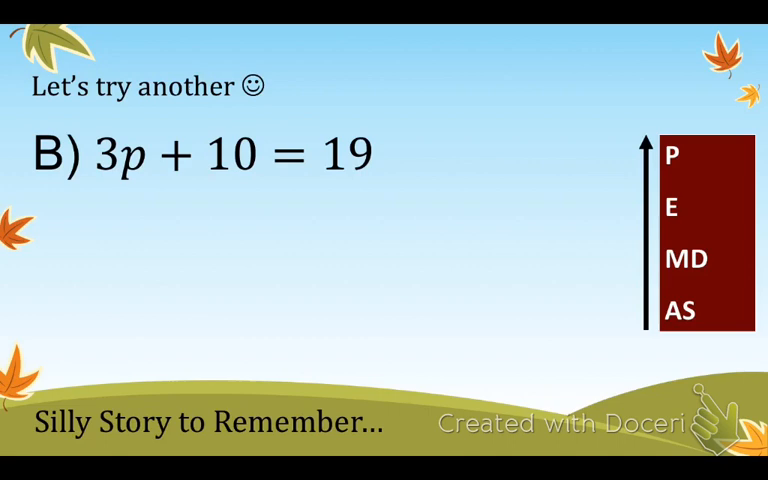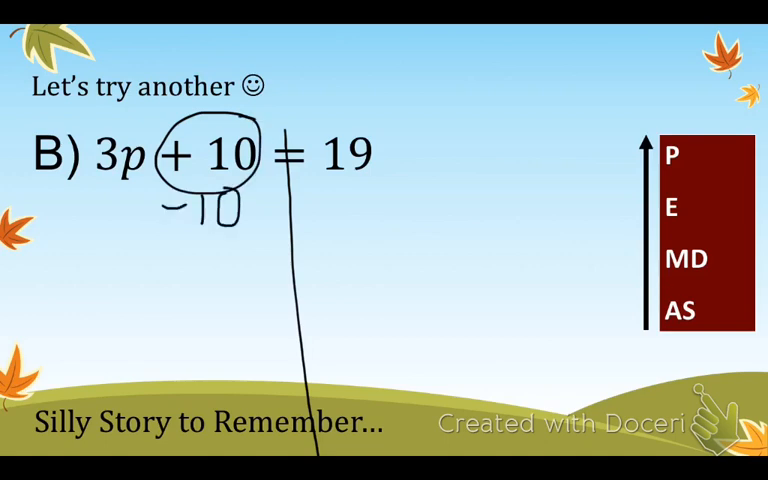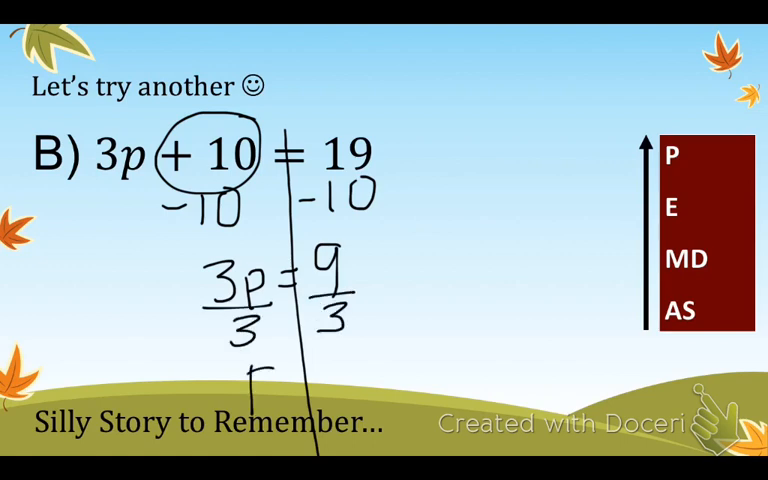All right, let's try another one. So, I'm going to get rid of the adding or subtracting first. This is adding 10, so I'm going to subtract 10 from both sides. 3p equals 9. Then I'm going to divide both sides by 3. P equals 3. If I want to check this, I can.